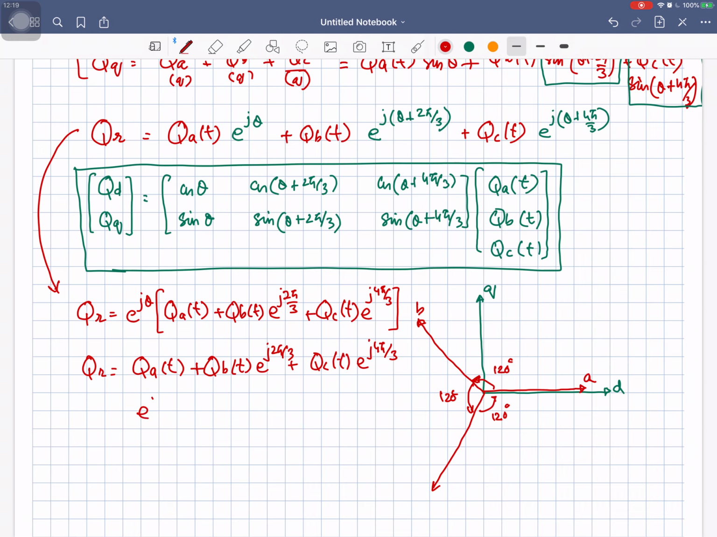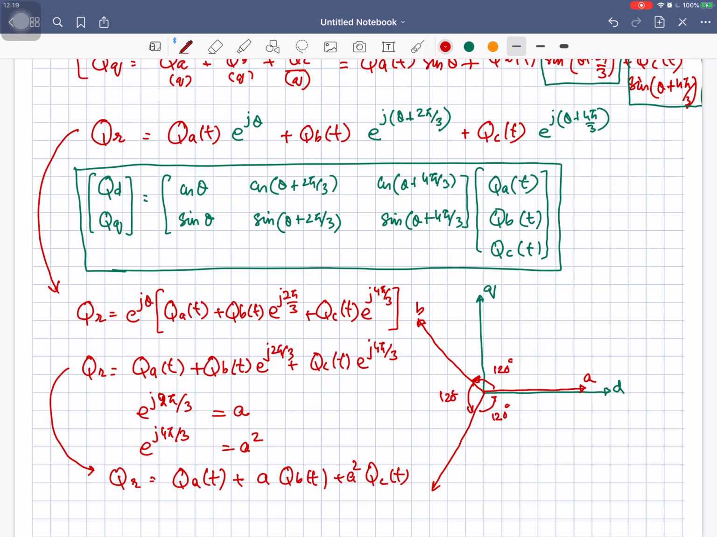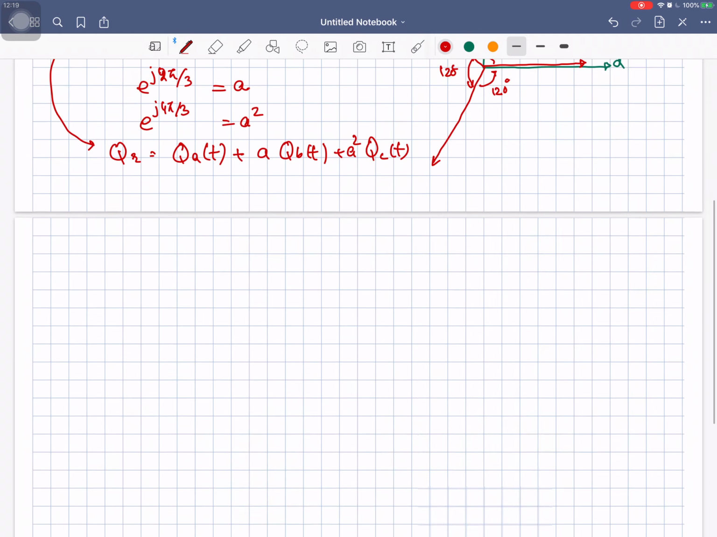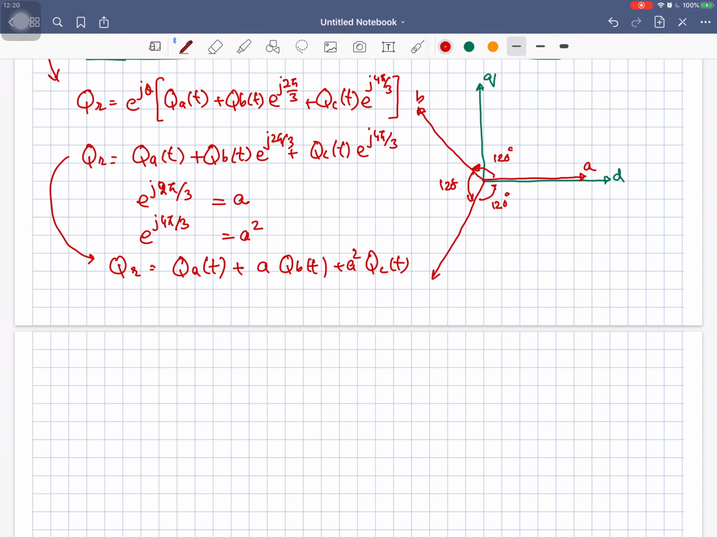We usually represent e raised to the power j 2 pi by 3 with A. So if we consider it equal to A, and if we take the square on both sides, I can write e raised to the power j 4 pi by 3 will be equal to A square. So I can write this equation like this: QR is equal to QAT plus A into QBT plus A square into QCT, where A is the unit vector j 2 pi by 3 and A square is the other unit vector, that is j 4 pi by 3.